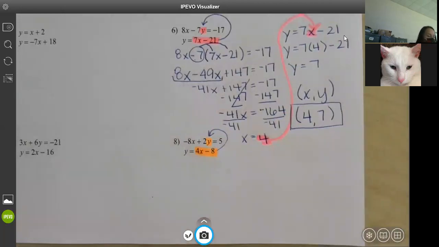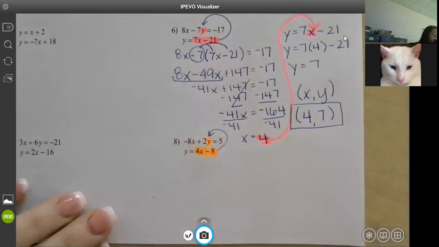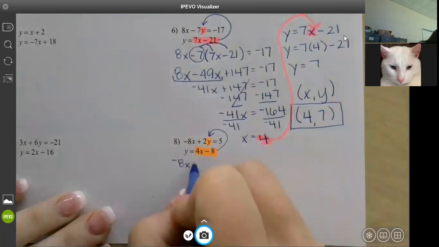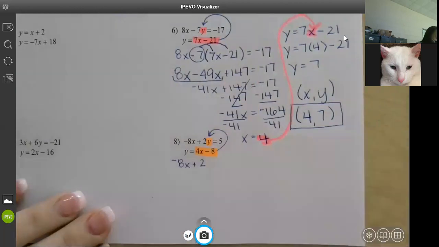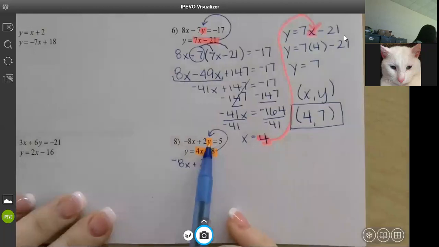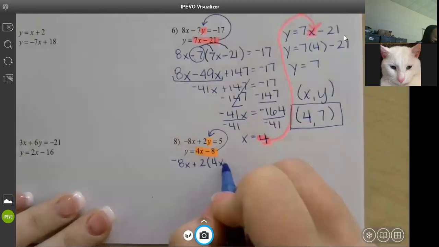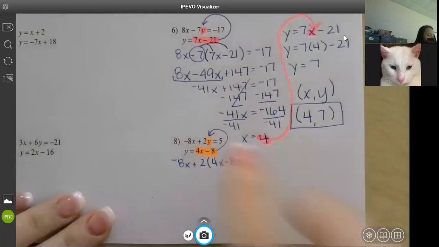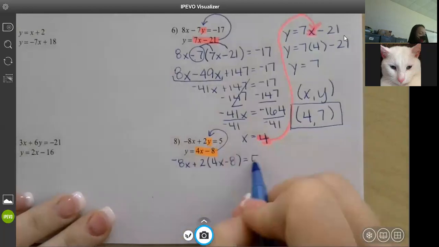So how do I start this? Think about how we started the last one. Is it equals yet? What are we doing right here? But we don't want Y. What do we want? 4x. Yeah, so we just got to put parentheses. That's the only thing you got to remember. 4x minus 8. And then finish it out. After the Y, it says equals 5.